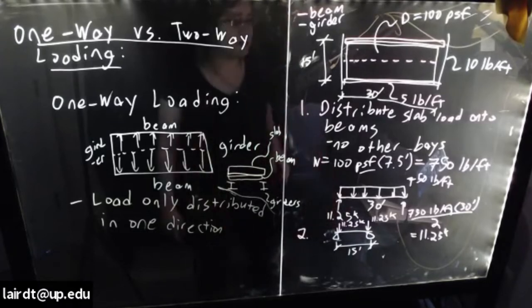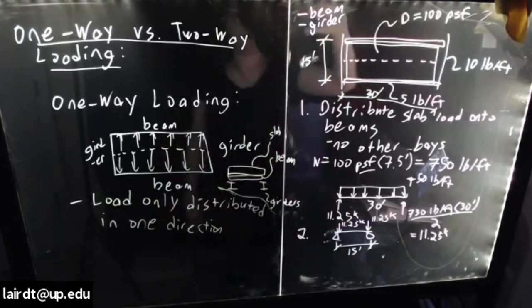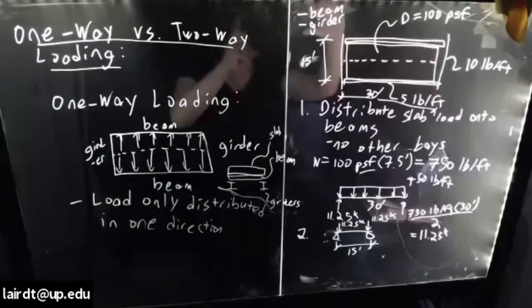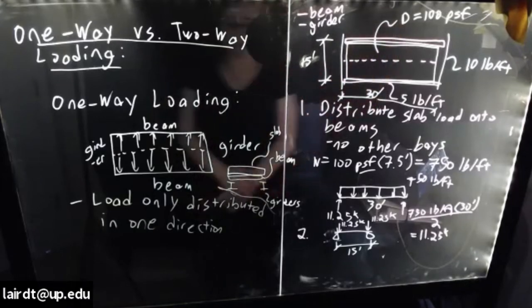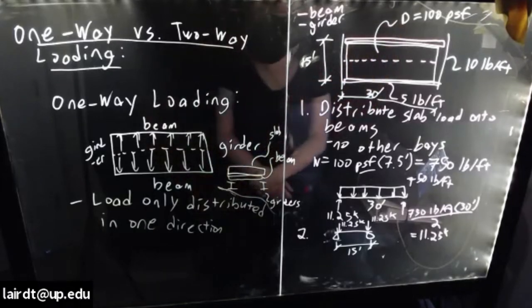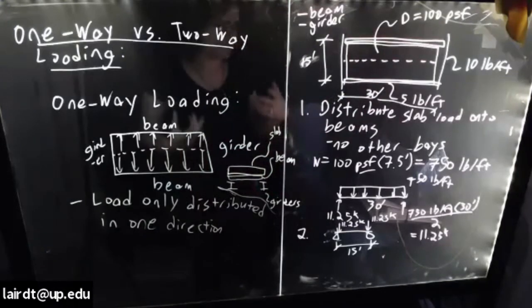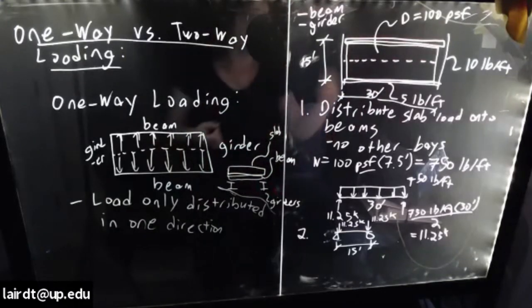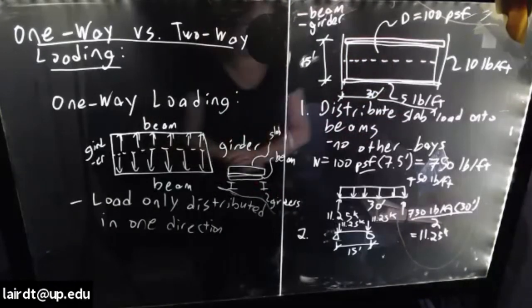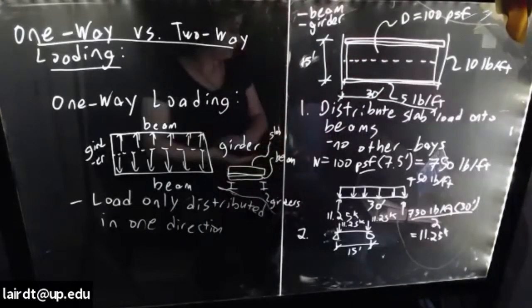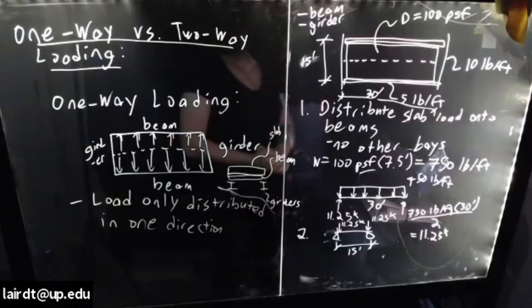We are simply saying that load only flows in one direction. That's why it's called one-way slab loading. And we're simply dividing the area between two beams in two and assigning, when I say assigning, what I'm really talking about is determining a tributary width. And that concept works well for one-way slab loading. Any questions so far?